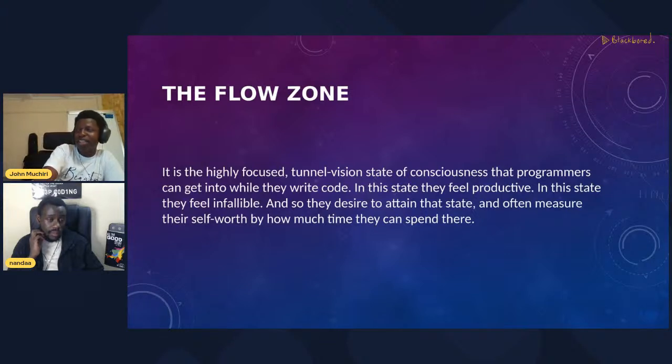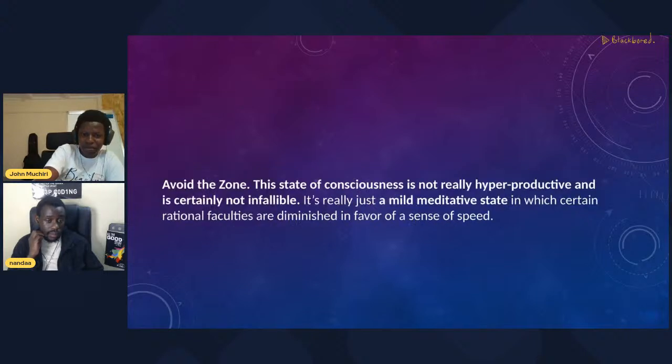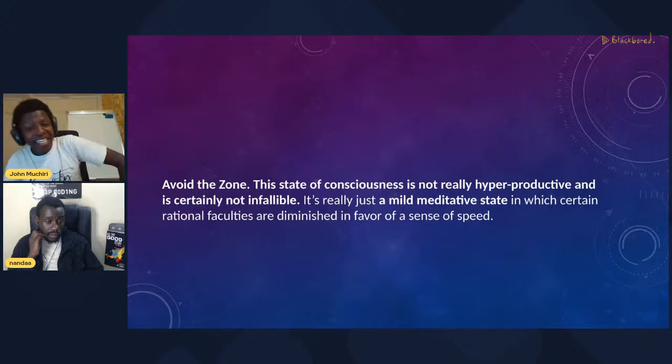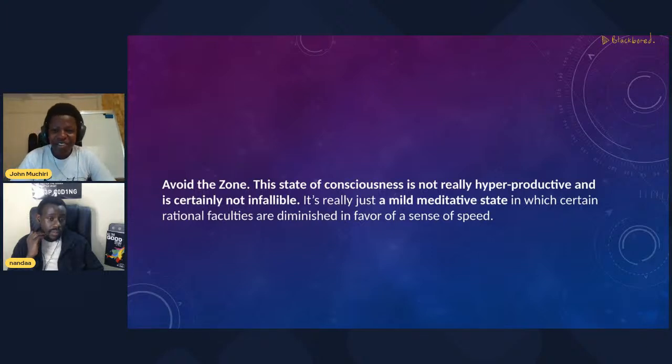We are going to look at the positive sides of the zone and also the negative side of it. So, avoid the zone. Why? Because this is a state of consciousness. It's not really hyper-productive and is certainly not infallible. It's really just a mild meditative state in which certain rational faculties are diminished in favor of the sense of speed.